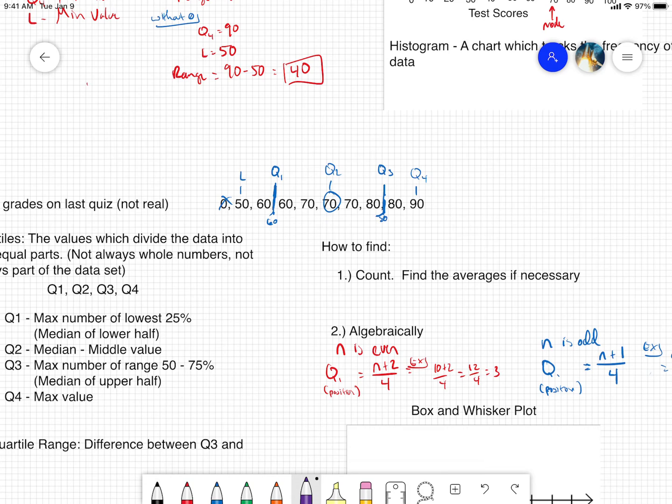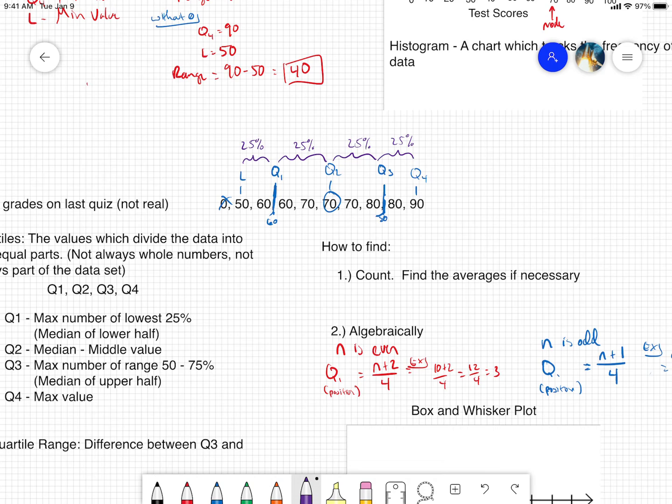So what this means is that from here to here, oh, geez, that was terrible. Between L and Q1, no matter what, 25% of my data is. Okay? And it's going to be the same thing from Q1 to Q2. 25% of my data is in here. From Q2 to Q3, 25% of my data is. And Q3 to Q4 is also 25% of my data.